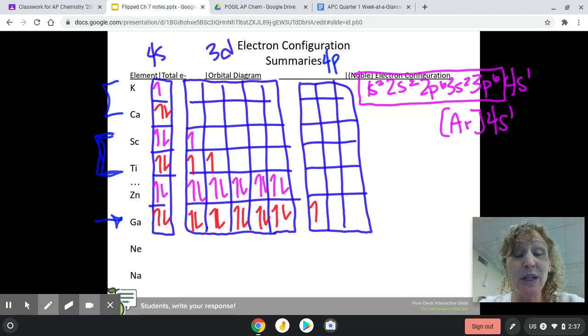So this would be another good place to pause the video, see if you can write out the noble gas electron configurations for these elements. Dig deep in your brain. Remember this from chemistry. See how you do, and I'll do the same.